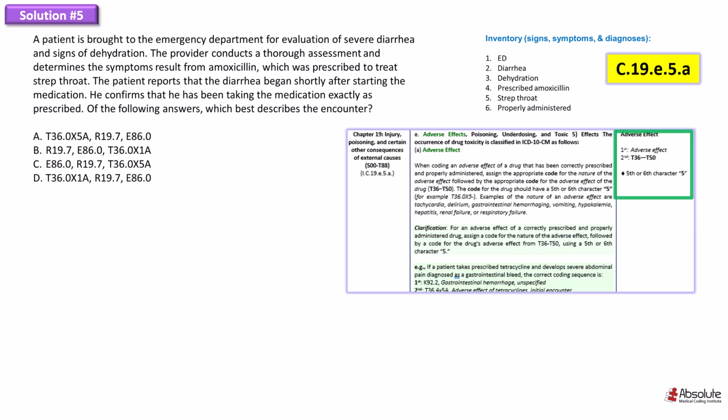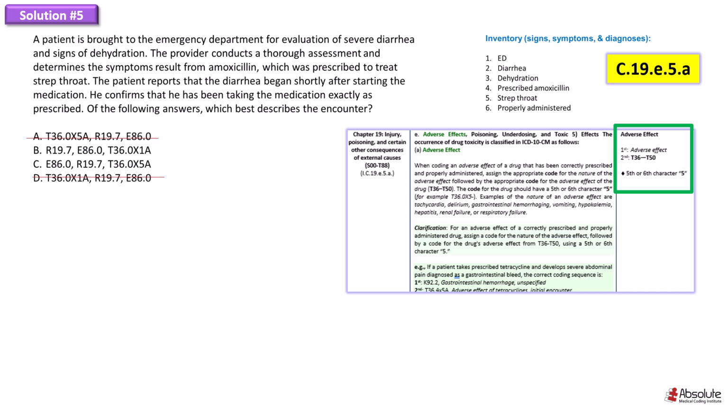And the guideline says that you're going to sequence this the following way. Number one, you're going to put your adverse effect first, or your manifestation, or your diagnoses. You're going to sequence them before your T code. And if that is the case, coders, let's go ahead and eliminate some things on site. I like to do that with these. See the A and D, they're not sequencing the manifestations first. Only B and C are, so we're going to get rid of A and D.